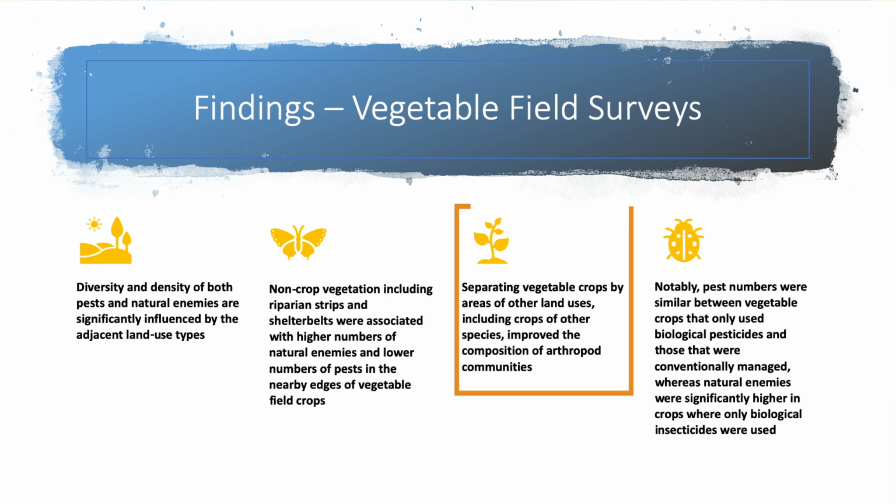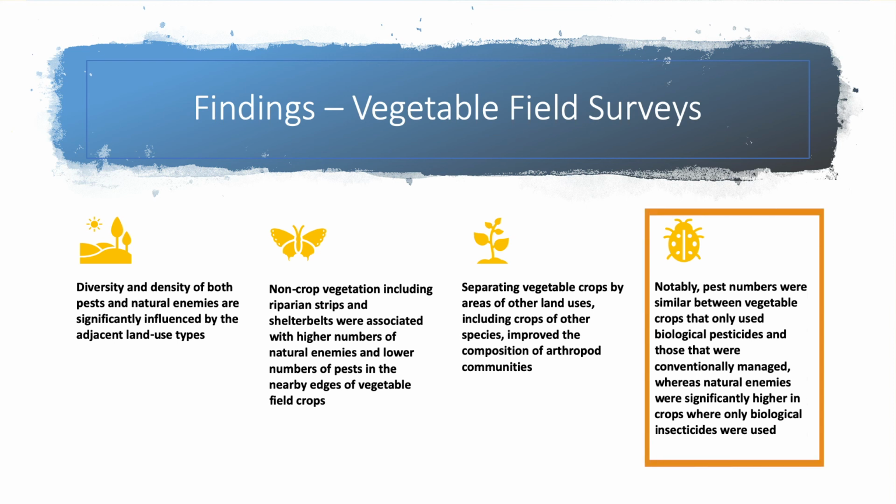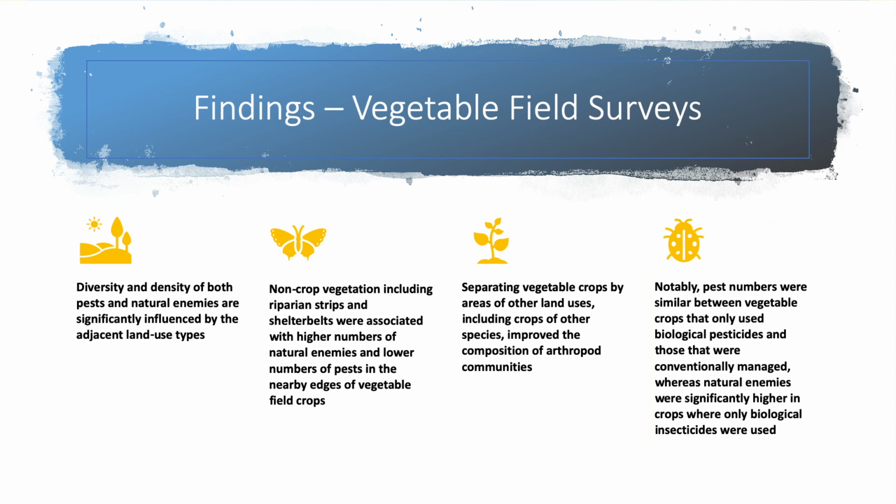between suitable stages. Interestingly, we found that pest numbers were quite similar between vegetable crops that used biological pesticides and those that were conventionally managed, i.e. used synthetic pesticides. However, natural enemies were significantly higher in crops where only biological insecticides were used. This suggests that natural enemies, in conjunction with biological-based pesticides, can adequately check pest outbreaks when present in sufficiently large numbers by virtue of the presence of suitable non-crop vegetation.